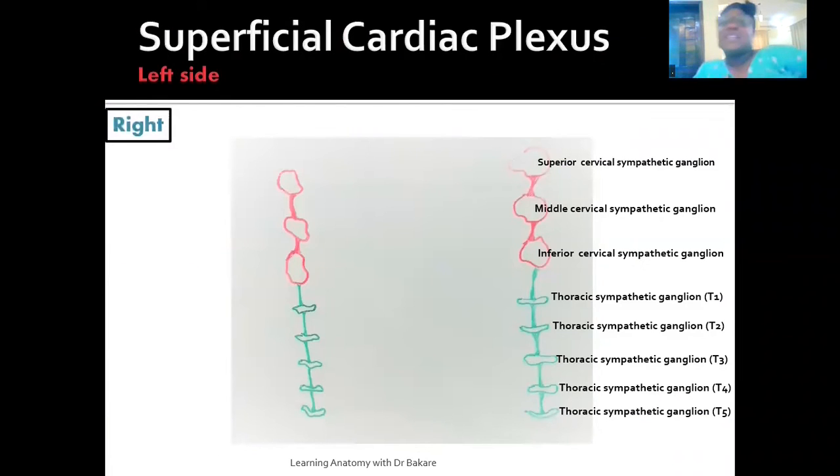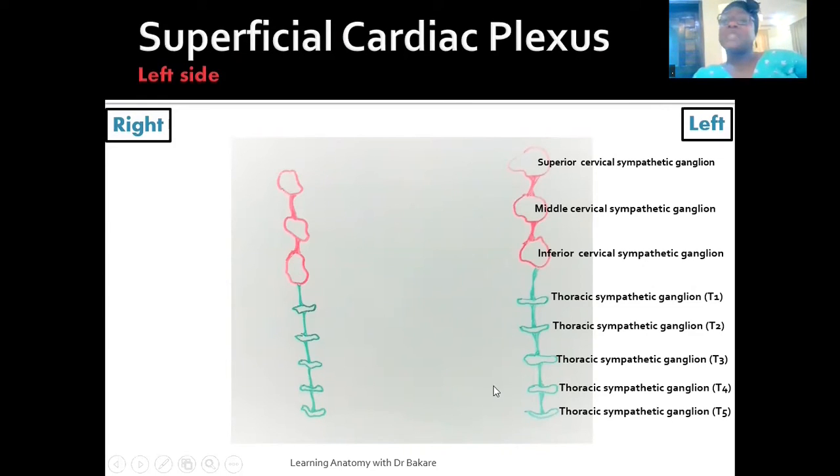So let's drive further, looking at the superficial cardiac plexus. We already established where the position of the superficial cardiac plexus is. So let's try and see how this plexus is formed. This is the right side and this is the left side. The superficial cardiac plexus is expected to be formed from branches from the sympathetic and also the parasympathetic component. This we should have at the back of our mind. So if we are trying to form the superficial cardiac plexus, we should expect that branches will be supplied from the sympathetic and also the parasympathetic component.